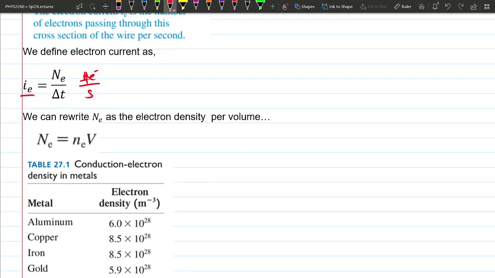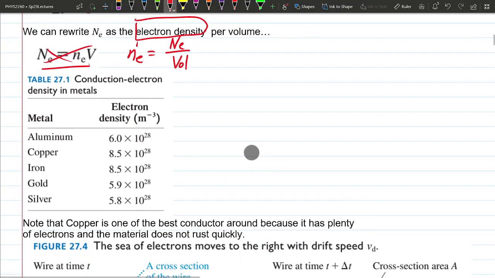So what we're going to do is declare one more variable. A lowercase n is going to be the number of electrons per volume. This is known as the electron density, and the reason we need it is because different materials have different electron densities. For example, copper has an electron density of 8.5 times 10 to the 28 electrons per cubic meter. This is the number of electrons per meter cubed.